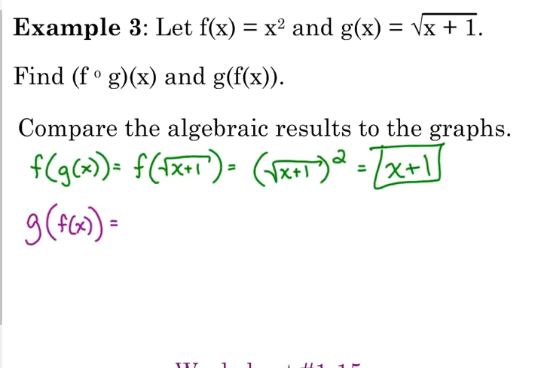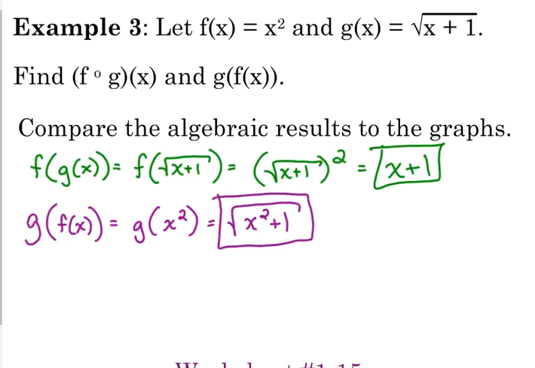All right, so we're going the other way. I'm going to replace f of x with its function, x squared. And then that means everywhere I see x in my g of x function, I'm replacing it with x squared. Now, I can't simplify anything with this one because I can't take the square root of x squared and the square root of 1 because they're separated by a plus. If that was just multiplication, sure, but I can't do it because of that plus sign. So that's as simple as that'll go.